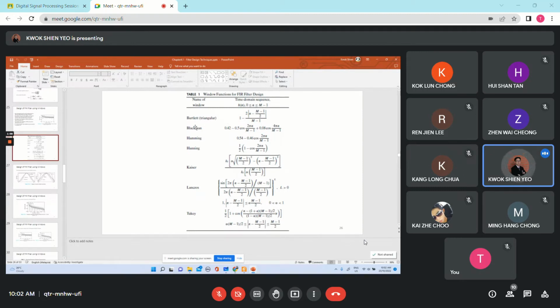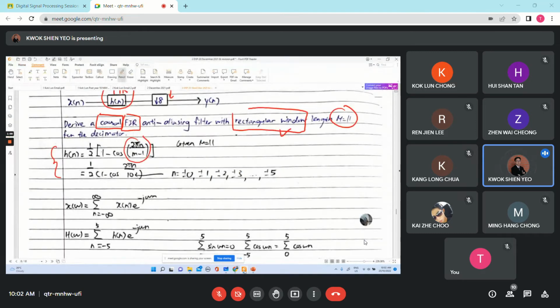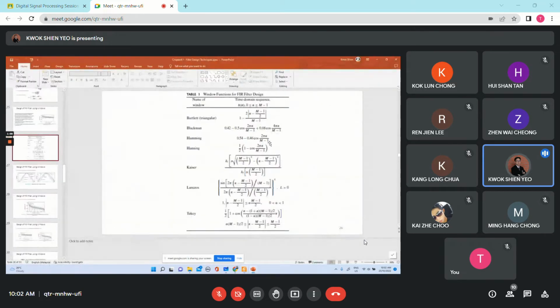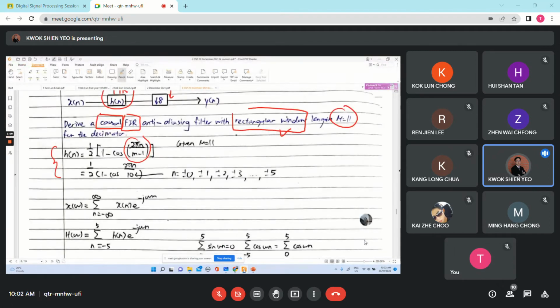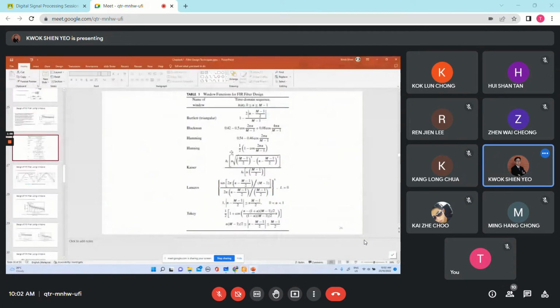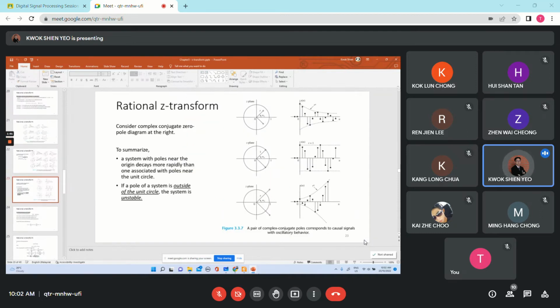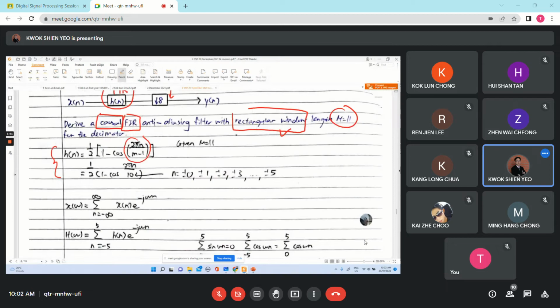I got cosine one. You're using Hamming, isn't it? What is the cosine 2 pi n divided by N minus 1? Hamming. Or this Hamming. 1 minus... or you are using Hanning. Okay, so you are using Hanning, but the question asks you to use rectangular, right? So what actually happened is that at this step, you can decide.